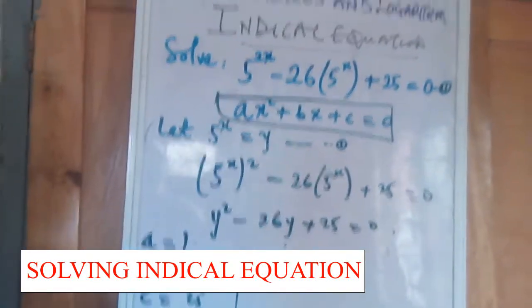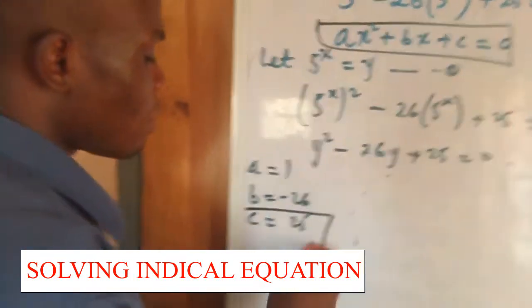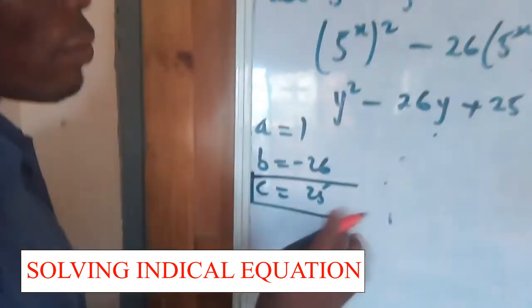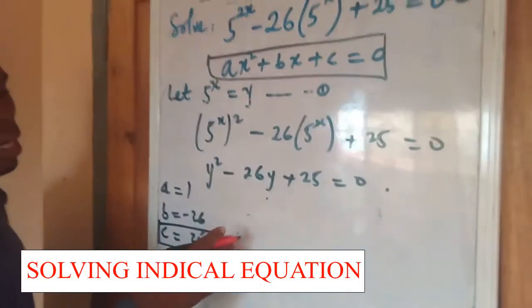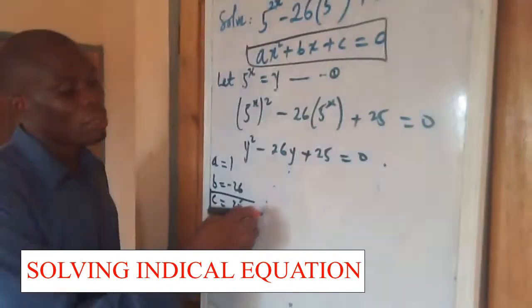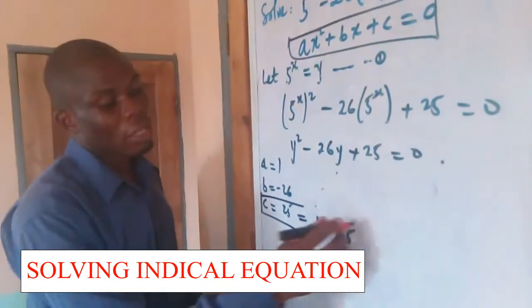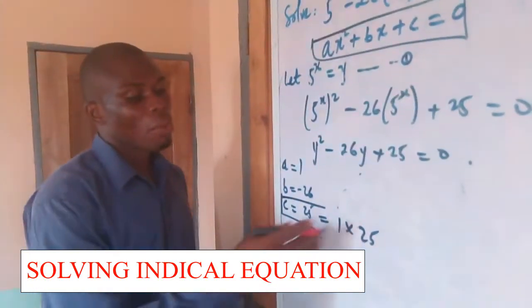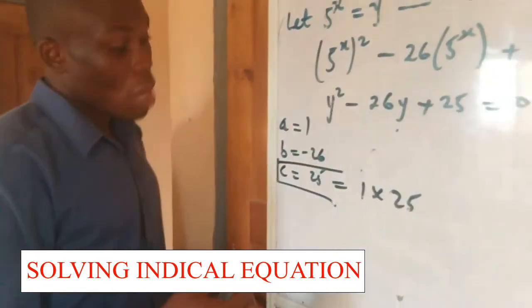When you are factorizing, you are looking, this is c, 25. I'm now going to look for numbers you can multiply together which will give you 25, and at the same time, when you add the numbers together, you have minus 26. So 1 times 25 obviously is 25, right? And 1 plus 25 is plus 26. So how do we do that?